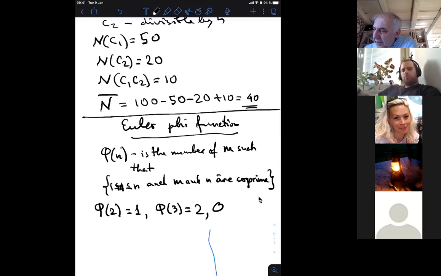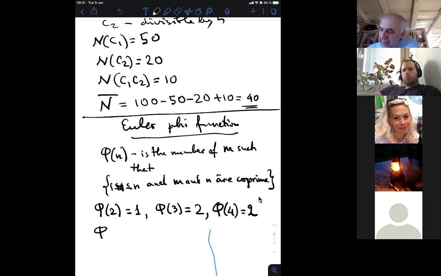Now, what about phi of 4? Help me. So how many numbers in between 1 and 4 are coprime with 4? 4 itself is not interesting. So 1 we count automatically, 2 is not coprime, and then 3 is coprime. So phi of 4 is 2, yes?